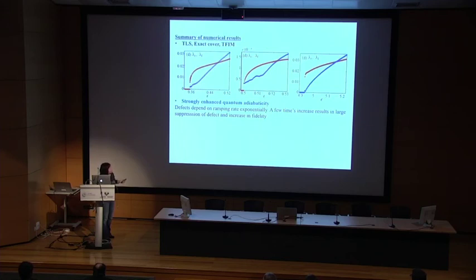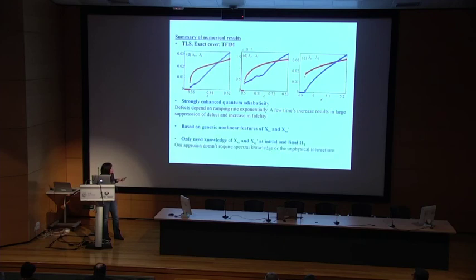They all demonstrated very similar behavior, basically strongly enhanced quantum adiabaticity. What I want to mention here is that the generation of defects depends on the ramping rate exponentially. So a few times of improvement in the ramping rate, which is shown here, means a lot of suppression in the defect creation in the system. With this, I would like to conclude the talk.